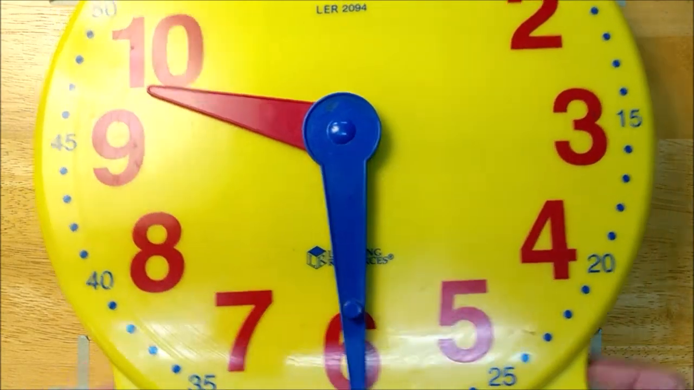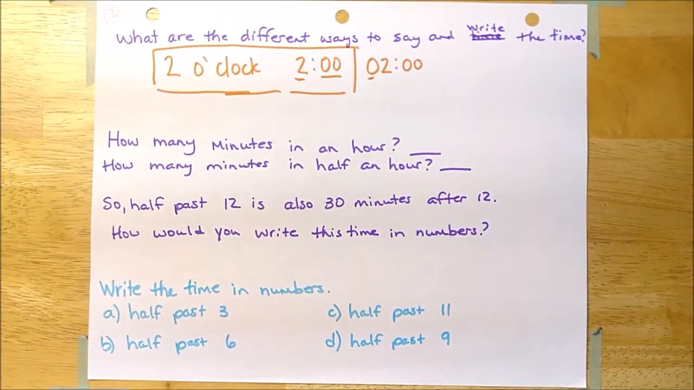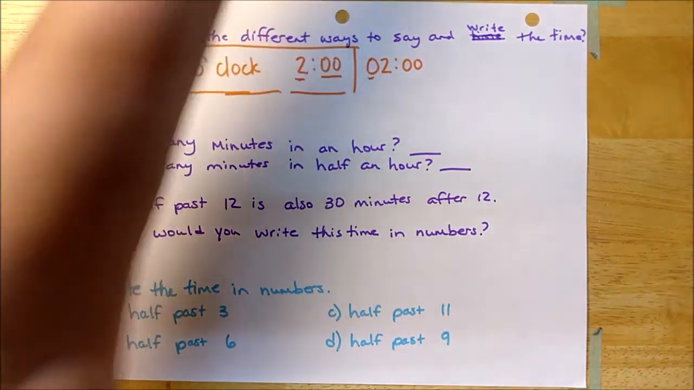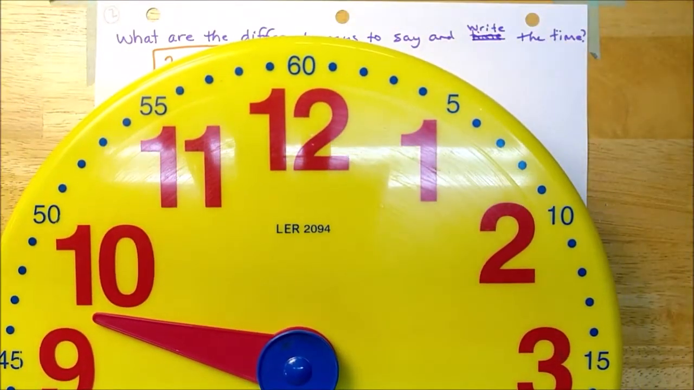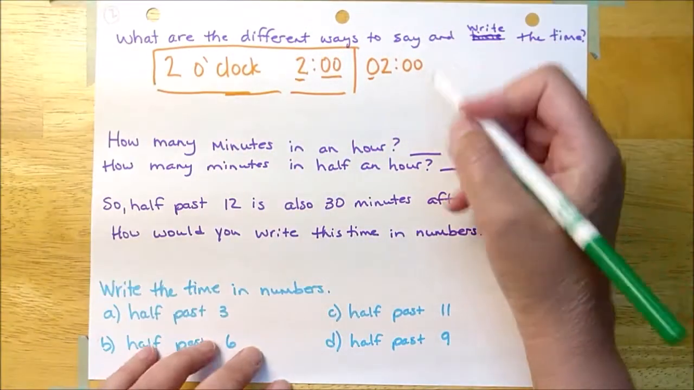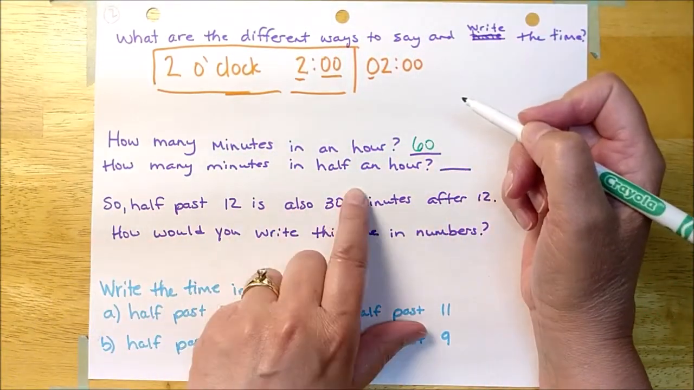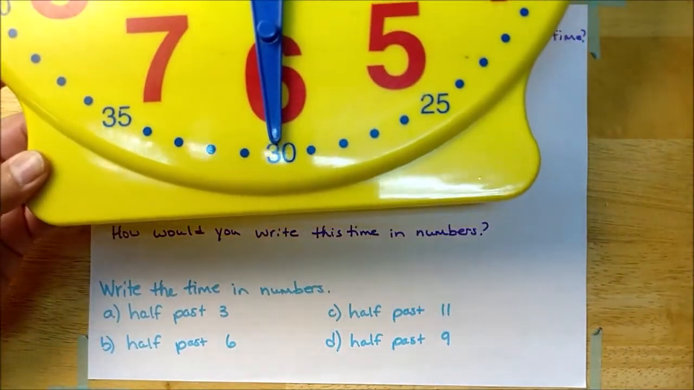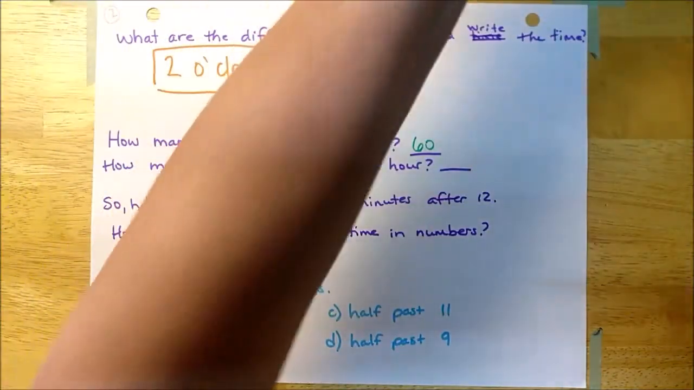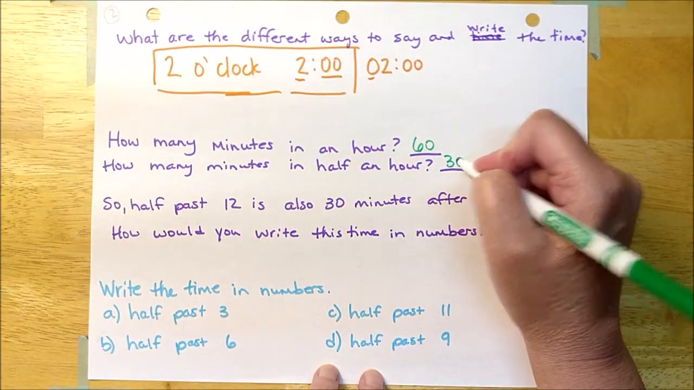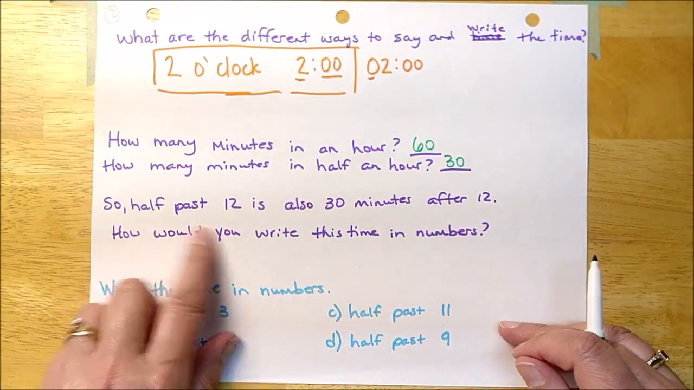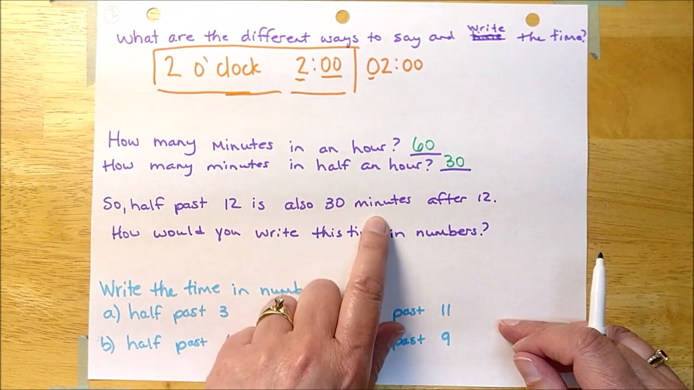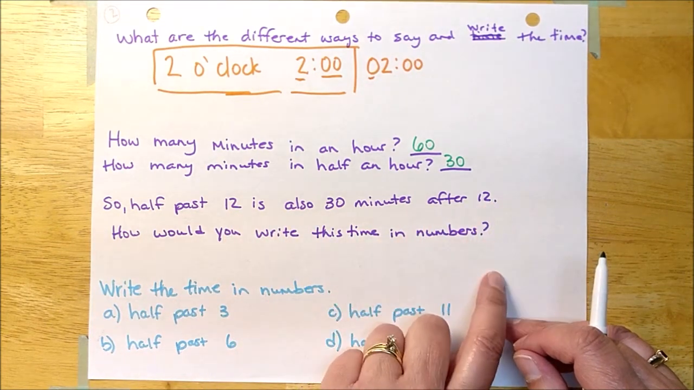Okay, so now we're going to go back to this sheet for a minute, and it says, how many minutes are there in an hour? And if we get my clock back, how many minutes does it tell me there are in an hour? It tells me there are 60. So how many minutes would be in a half an hour? When I stopped halfway down, I pointed to the 6. So that would be 30 minutes. So 12:30 is also 30 minutes after 12.